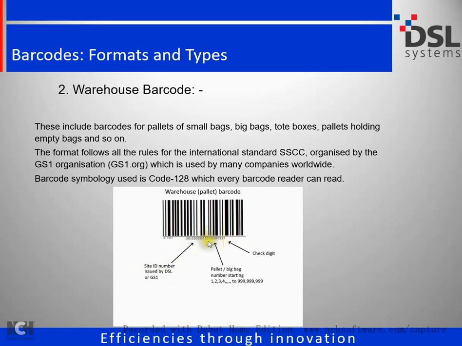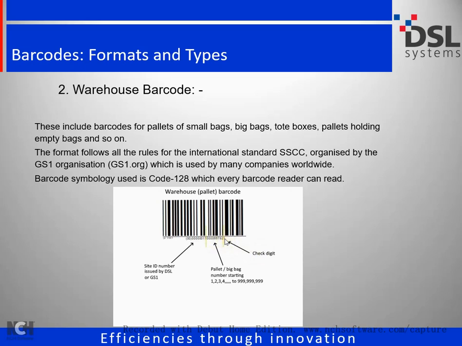This part of the barcode is an item number, or it's a pallet number, and it starts at 1, 2, 3, 4, goes all the way up to 999 million approximately, and then goes back to 1 again. So it's just a unique number, and then the final bit is this check digit, this last digit here.